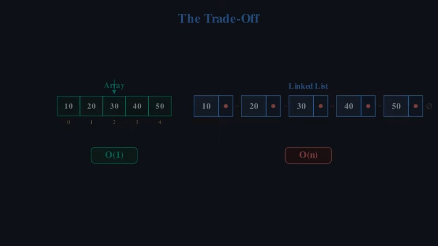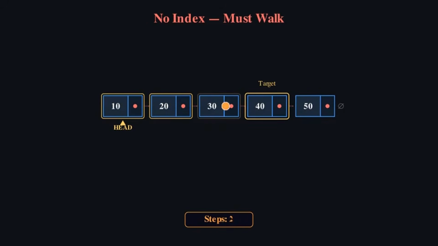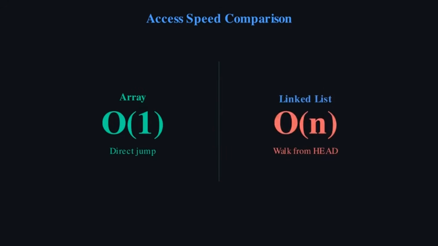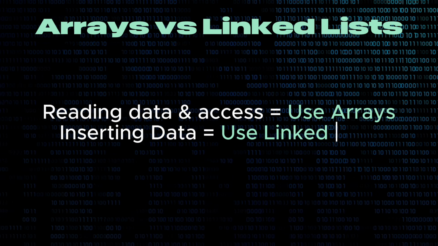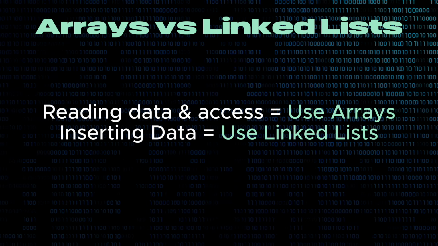Because there's no index in a linked list node, the only way to access the node is to start at the very first node and follow the pointers one by one until you get to the desired node. You can imagine if the linked list has thousands of nodes, this is problematic. So whether you use an array or linked lists depends on your use case. If you mostly are just reading data or need instant access by position, use an array. If you're constantly inserting or deleting items, then use a linked list.